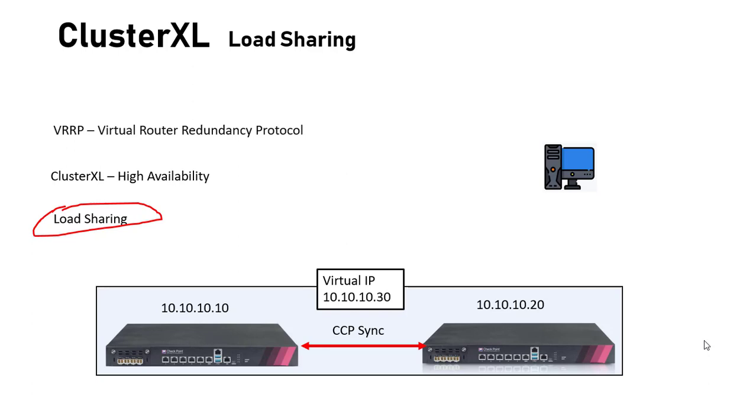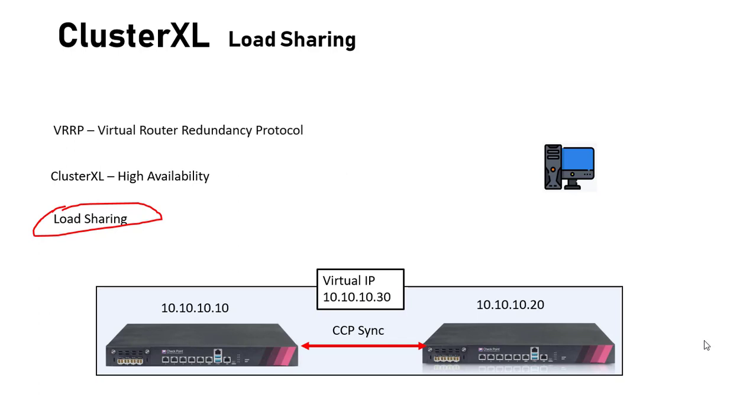ClusterXL load sharing. The difference from regular HA is that you get enhanced throughput, because both devices work in the active state. You don't have the active-standby scenario anymore. Both devices receive a packet and decide who will process it and who will not, so the other device will drop it.